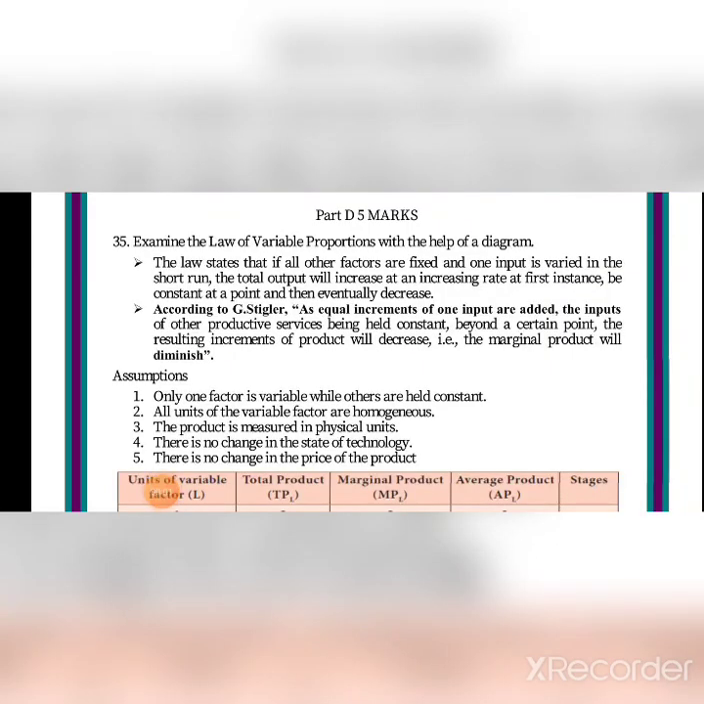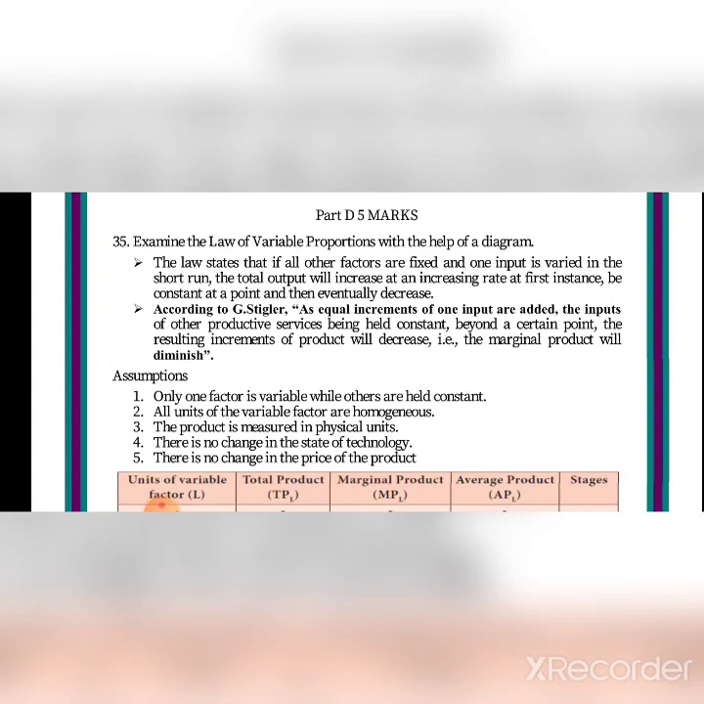We are going to see the law of variable proportions with the help of a diagram. What is the law of variable proportion? As equal increments of one input are added, the inputs of other productive services being constant, beyond a certain point the resulting increment of products will be reduced. That is, the marginal products will diminish. Marginal means the additional products will diminish.